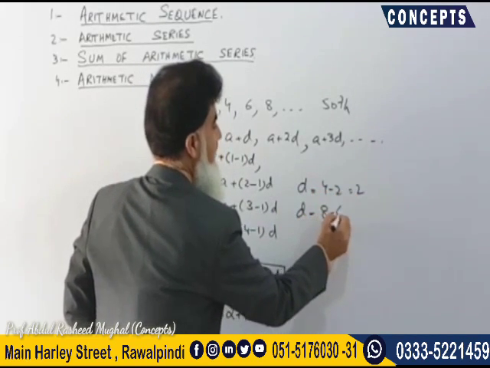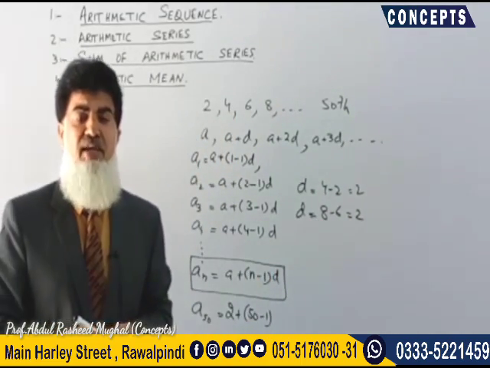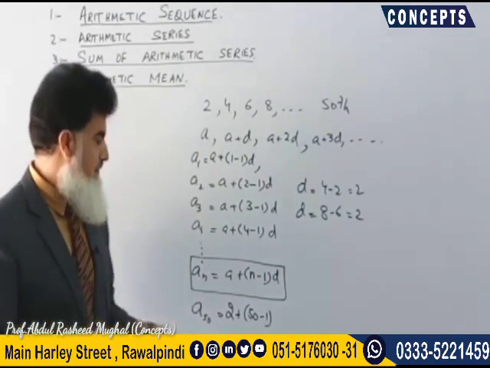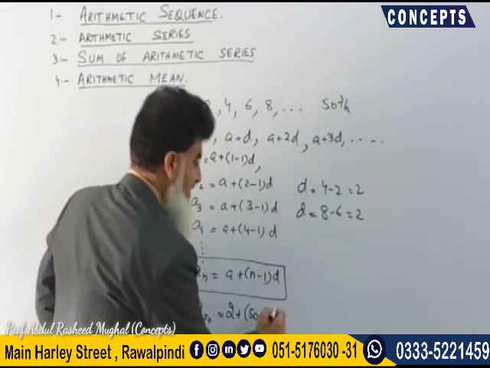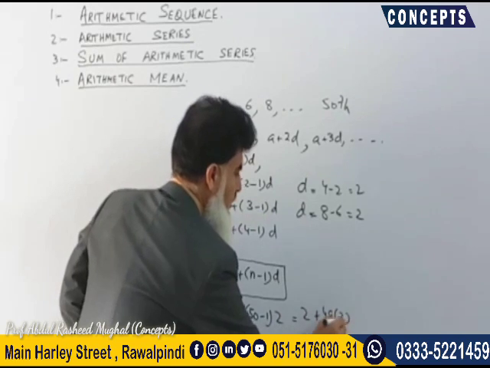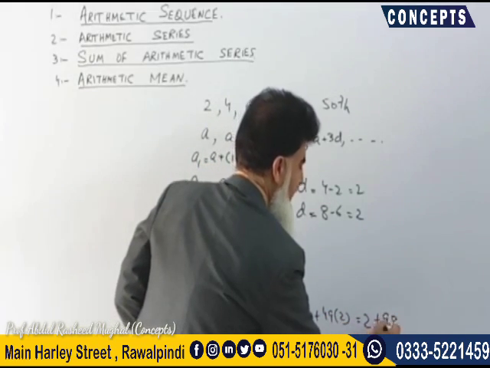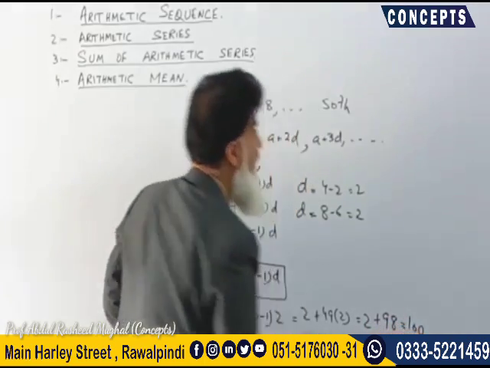Common difference 8 minus 6 equal to 2. As I have told you, the difference between any two consecutive terms. So, the common difference is 2. 2 plus 49 into 2. 2 plus 49 2s are 9800.